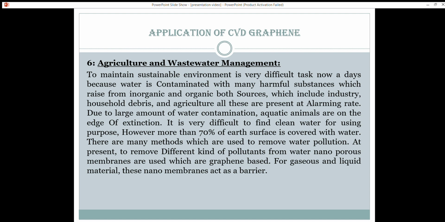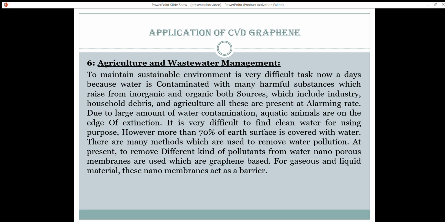Due to the large amount of water contamination, aquatic animals are on the edge of extinction. It is very difficult to find clean water for use. However, more than 70% of Earth's surface is covered in water. So it is very difficult to find clean water, even though more than 70% of Earth's surface is covered with water.